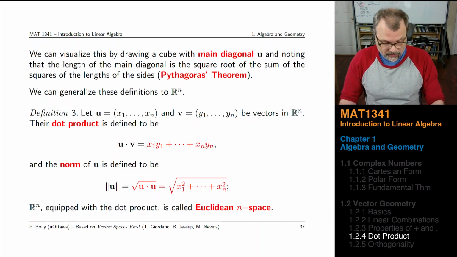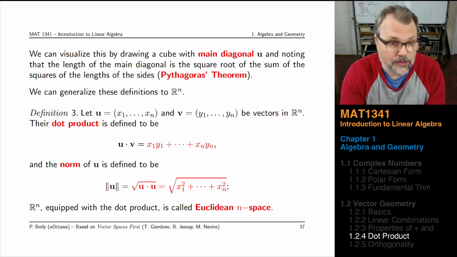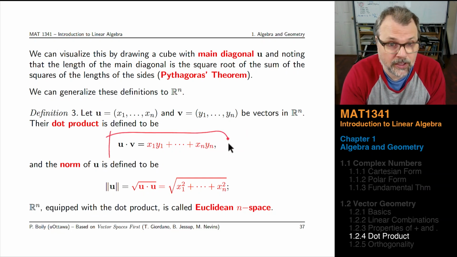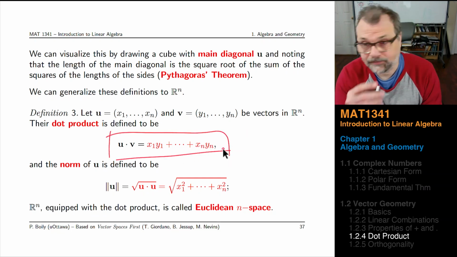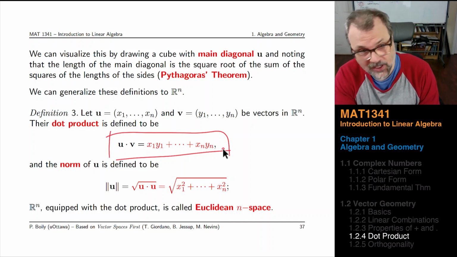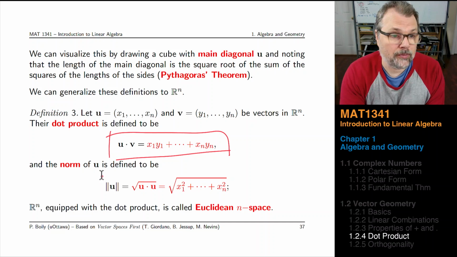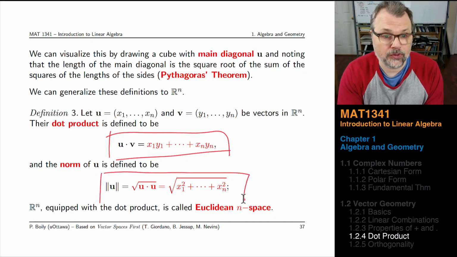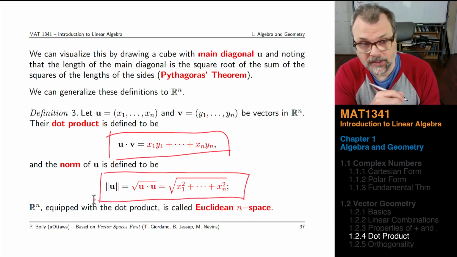It's this quantity here. So there are two formulas here that are important for you to remember. U dot v is this thing, and the length of u, the magnitude of u, the norm of u, is this thing.